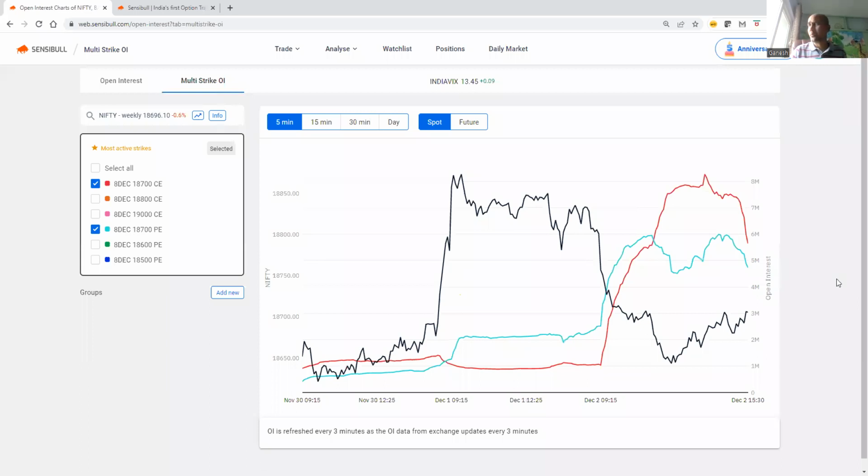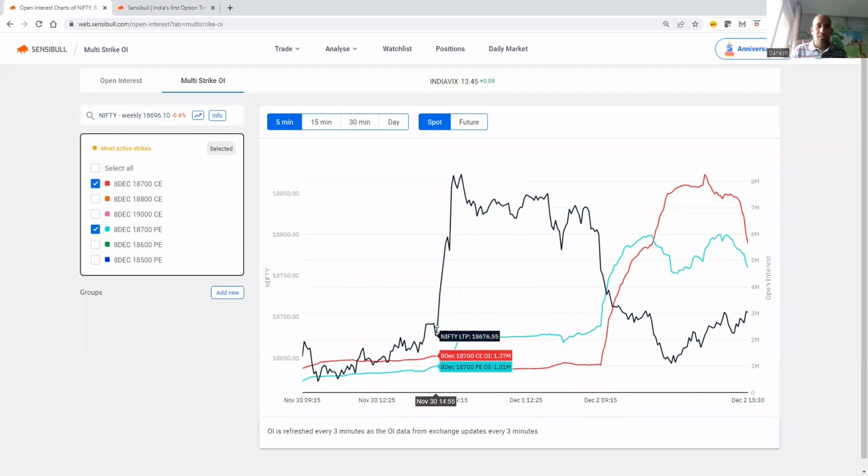We never track price for options, do we? Nobody cares about the price of the options. You always track open interest. Suppose both OIs are increasing, what does it signify? 18,700 call and put both are increasing. In the first, there is not that much movement in open interest, but in the second there is a huge movement in both strikes. What significance can we draw from that?